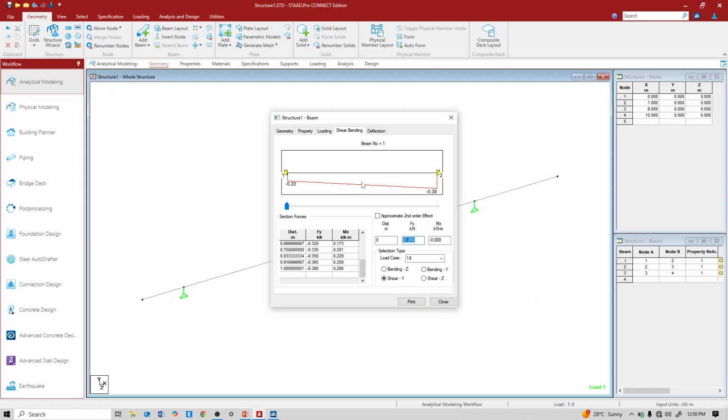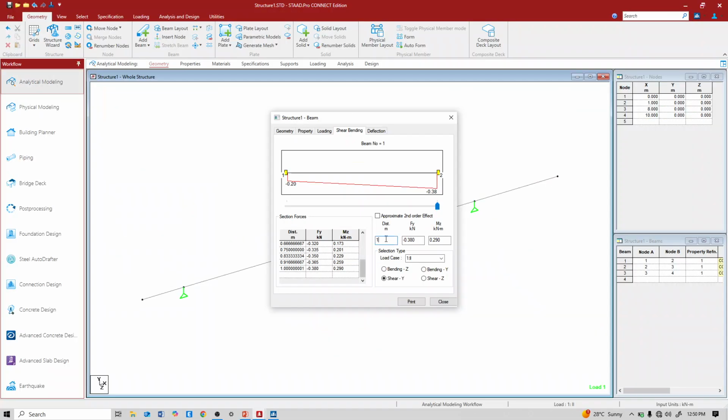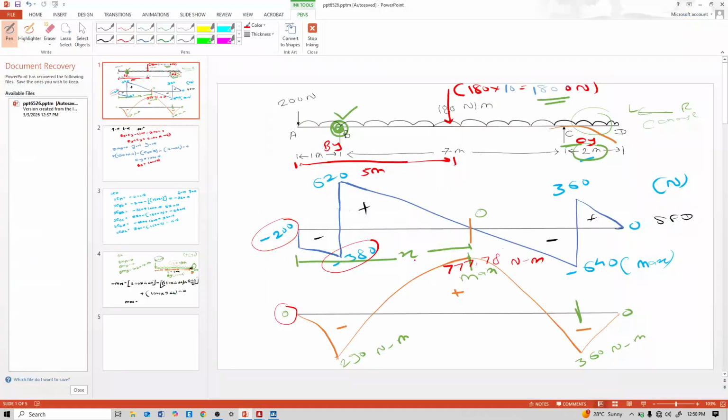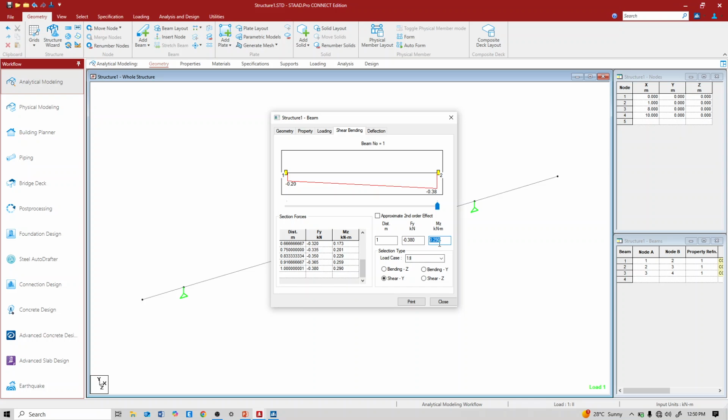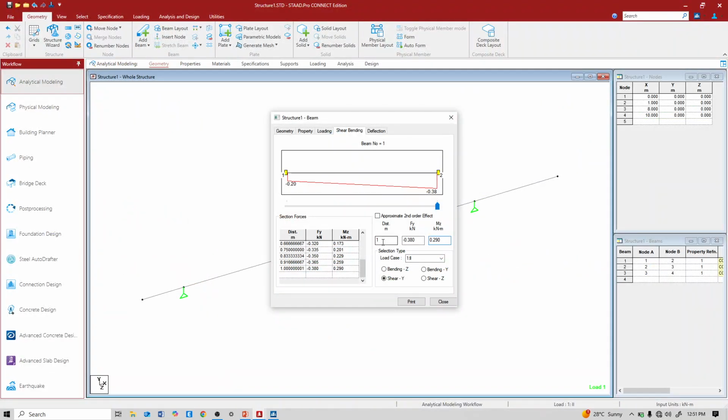Now next is at 1 meter distance. At 1 meter the shear is minus 0.380, so this is correct, and the moment is 0.290. See, this is positive 0, negative 0.220 and StatPro is positive, so only the sign convention for bending moment is different between our manual calculation and the StatPro calculation. Only this is the difference.